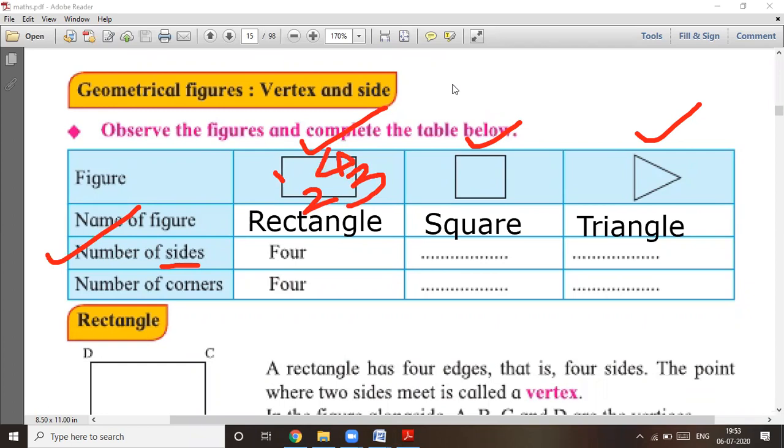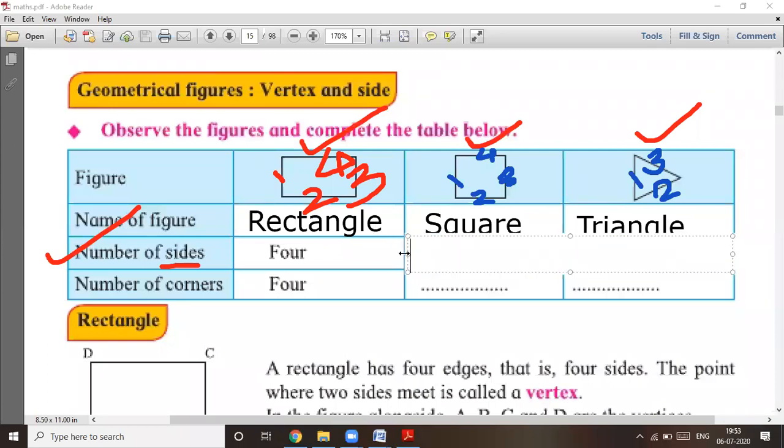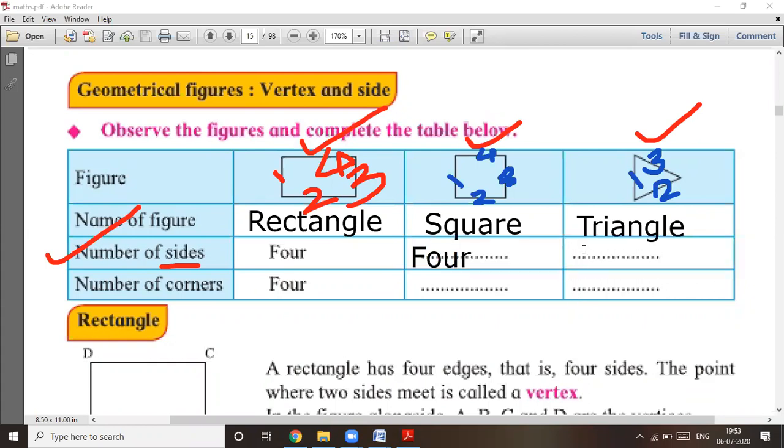There are four sides. In square, there are also four sides. Side number 1, side number 2, side number 3, and side number 4. And in triangle, there are three sides. Side number 1, side number 2, and this is the side number 3. Okay, so let's write answers here. FOUR 4, and here also answer is FOUR 4.